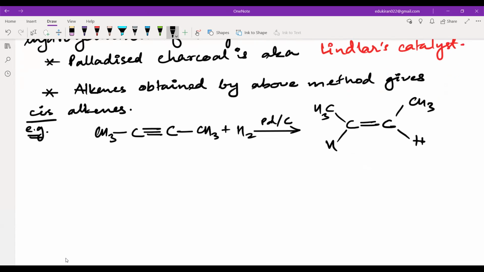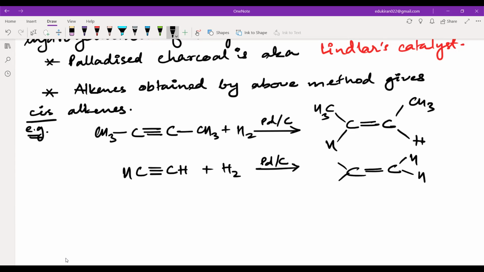But if you have something, let us say CH triple bond CH plus H2, similarly in palladized charcoal. Now here you don't have any option. You see double bond C, hydrogen, hydrogen, hydrogen, hydrogen. So this is neither cis nor trans, right? It does not show any geometrical isomerism. Now where there is a chance of geometrical isomerism, you will always make a cis isomer from palladized charcoal. Write this down. Then you will look at another method in which we can make trans isomers, trans alkene.